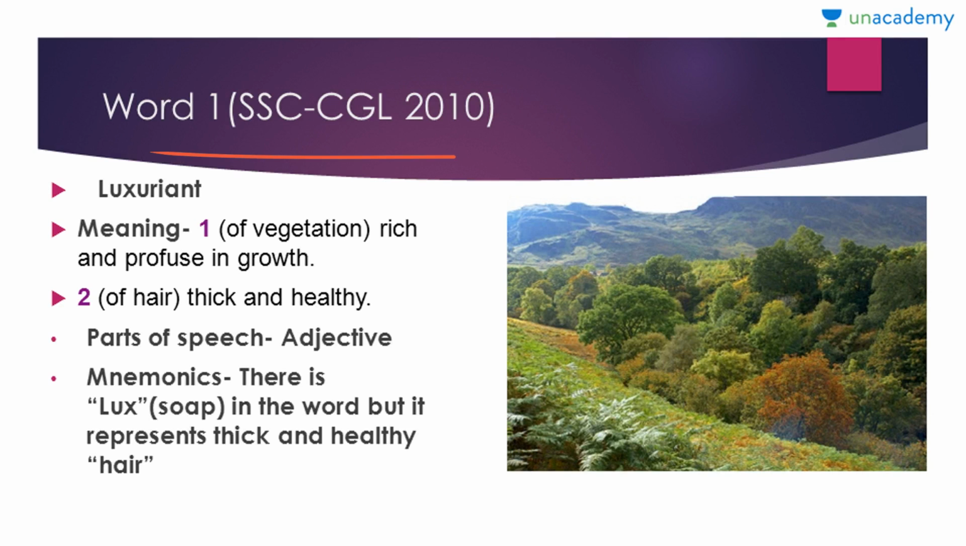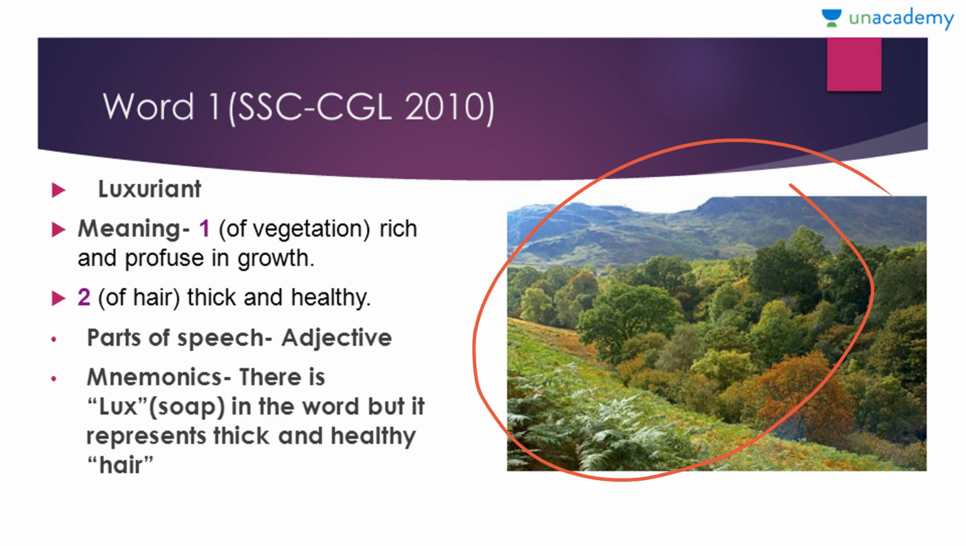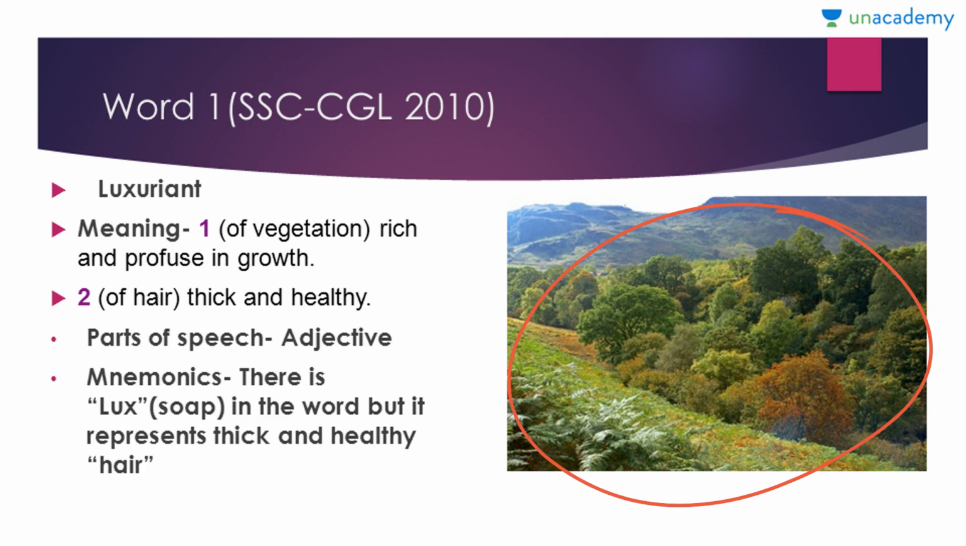So this is our first word today, and this word is luxuriant. And this was asked in the SSC CGL 2010 examination. The literal meaning of the word has two senses. The first, in accordance with the vegetation shown here, is rich and profuse in growth. The vegetation that is rich and profuse in growth. So this is the picture that shows the kind of vegetation about which we are talking.